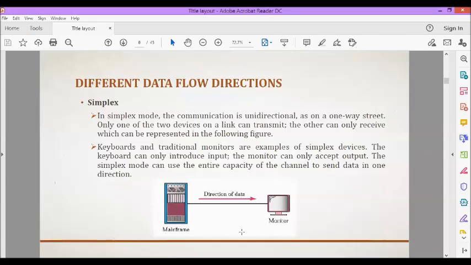So this is the figure. We have the mainframe, with the direction of data going to the monitor. Keyboards and traditional monitors are examples of simplex devices. The keyboard can only introduce input. The monitor can only accept output. The simplex mode can use the entire capacity of the channel to send data in one direction.